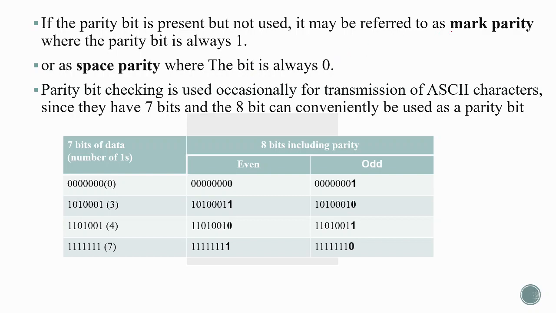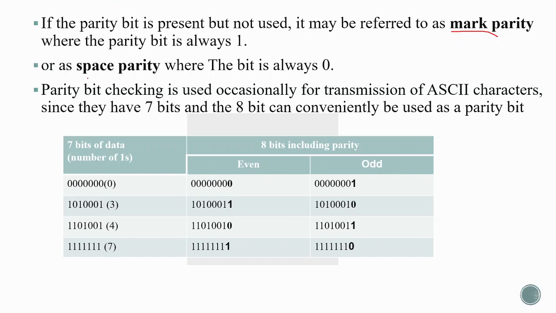What is a mark parity? It's like one word questions. What is a mark parity? Here, a parity bit is present but it is not used. And here the parity bit is always 1. Either the number of ones is 1 or 0 or something like that, we don't bother about it. The parity bit is always 1. Such type of parity is known as mark parity.